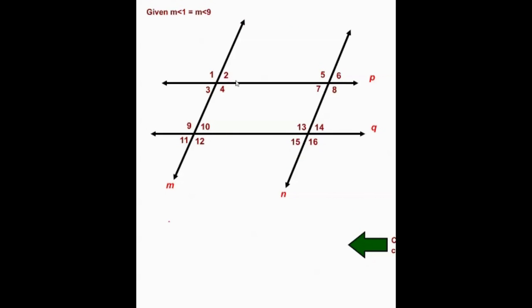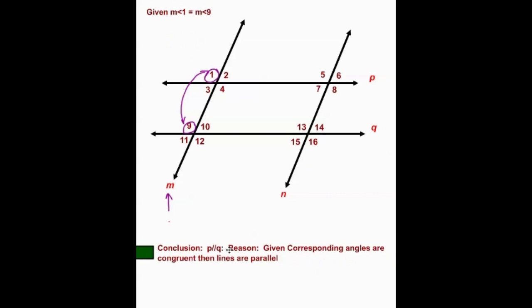So here's our first example. Given measure of angle 1 is equal to measure of angle 9. I'm using measure because I was too lazy to write congruent. So here's 1 and here's 9. We first need to determine what transversal, let me repeat that, what transversal we're dealing with, m, and then what relation, what angle pair do they form? Sometimes they don't form angle pairs that we're familiar with. Well, these are corresponding angles, and the converse of our previous postulate. So we can say if corresponding angles are congruent, then lines are parallel. And here's our conclusion right here.